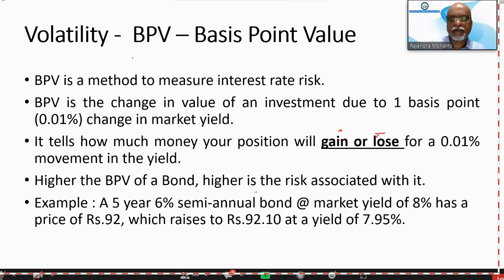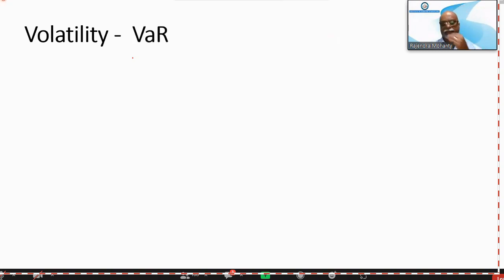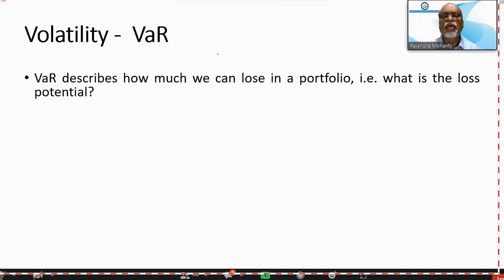Now we'll move to the second tool, which is called value at risk, VAR. This is the most popular and widely used tool to measure market risk. Value at risk gives us an idea about how much we are going to lose in our portfolio. VAR describes the loss potential which might happen in our investment.